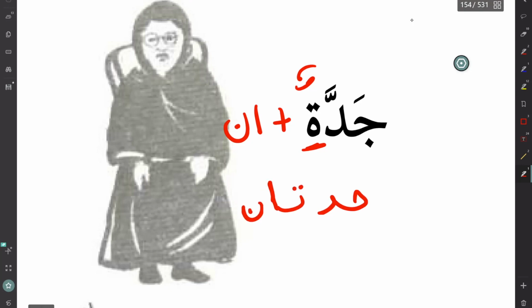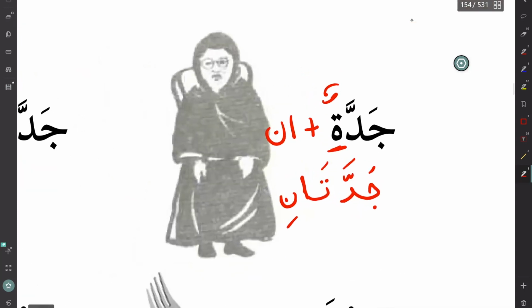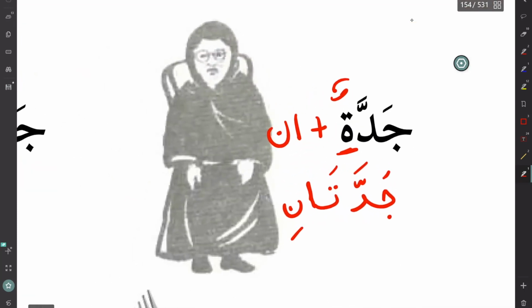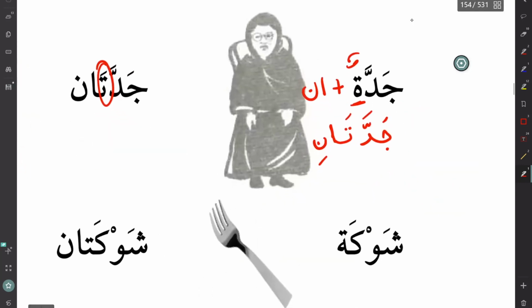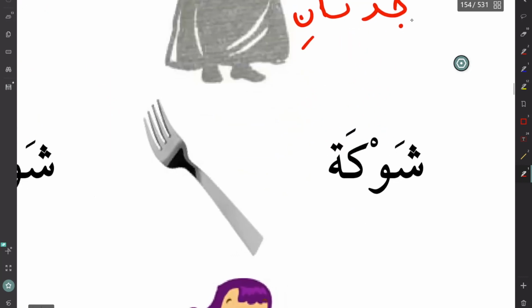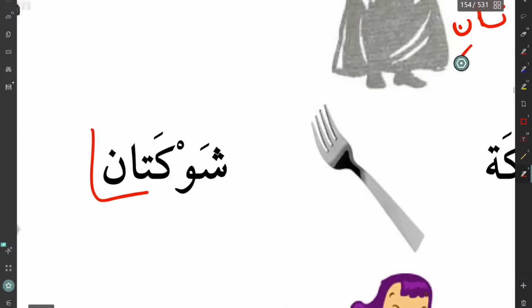Ta maftuha. Because ta marbuta only comes at the end of the word. It cannot be in the middle. And when you add alif and nun, the ta marbuta is no longer at the end. It becomes in the middle of the word, so it becomes your normal ta. Here, same thing. Again, you're just adding alif and nun, and your ta marbuta is becoming your normal ta.